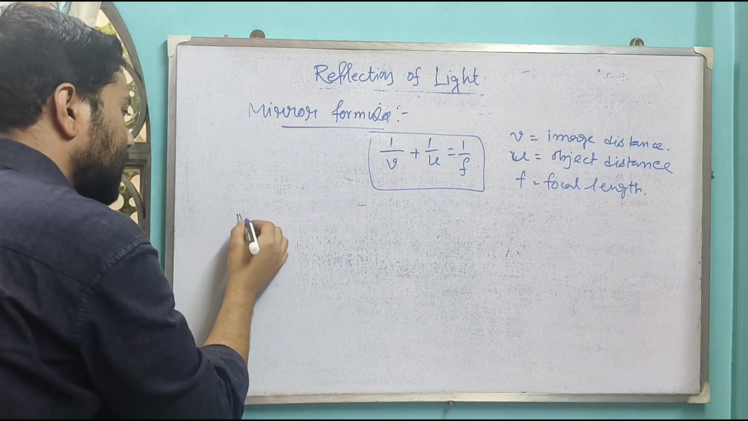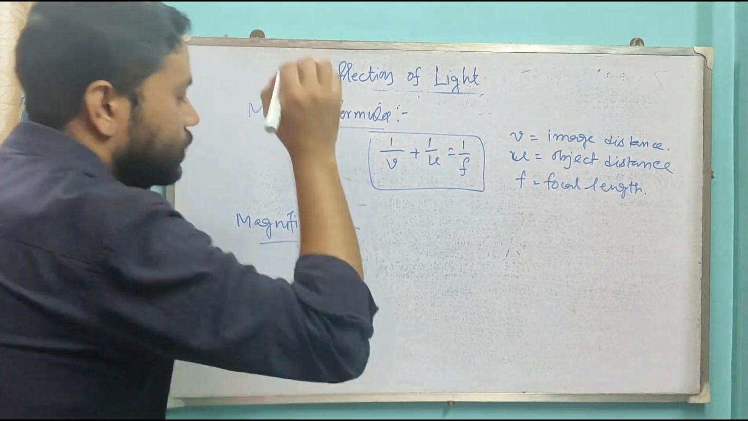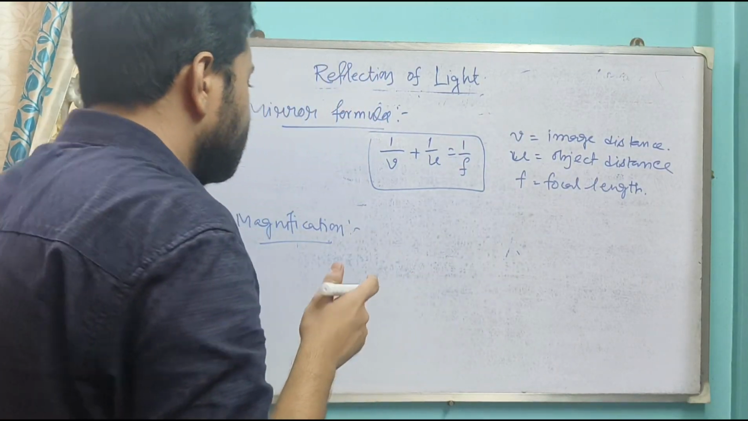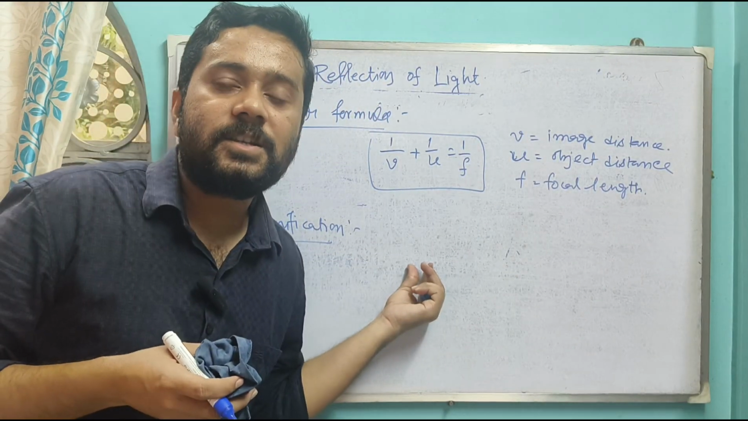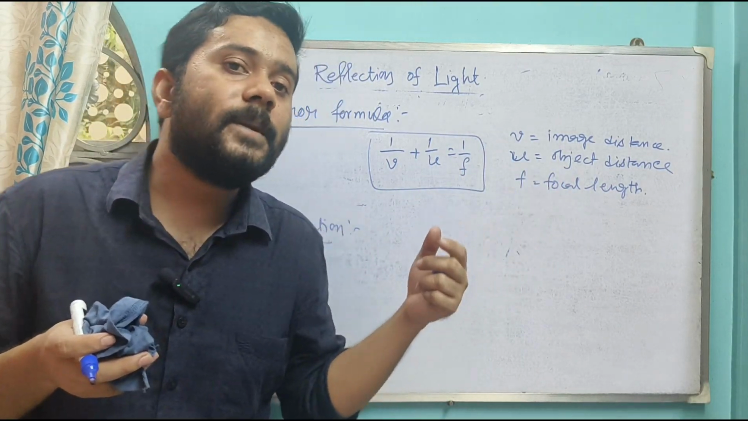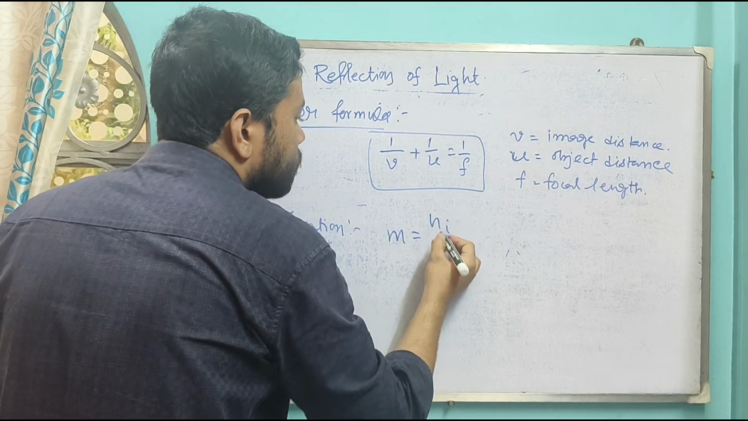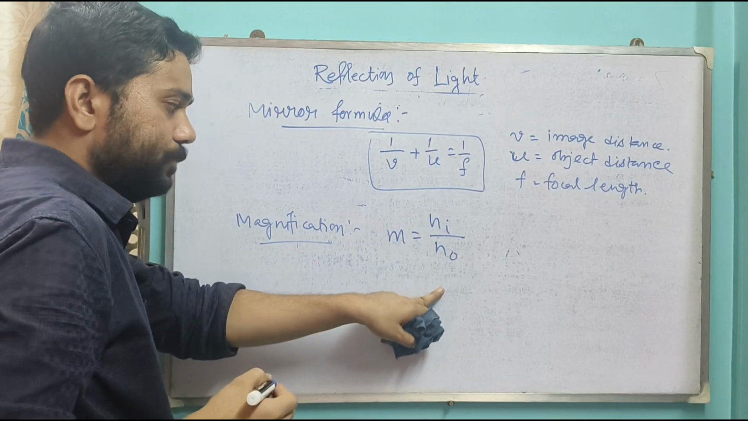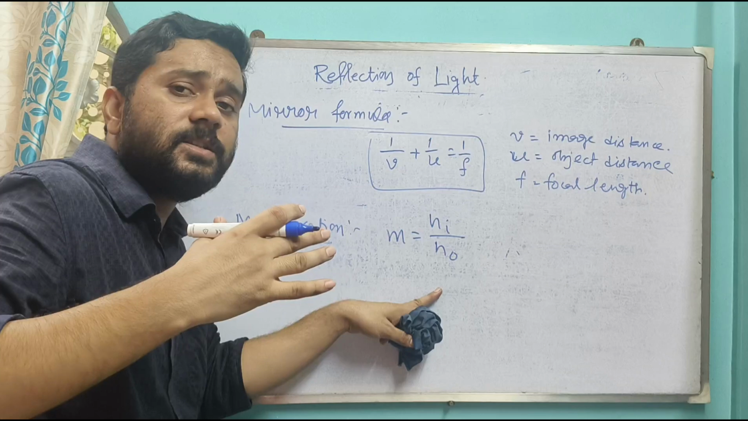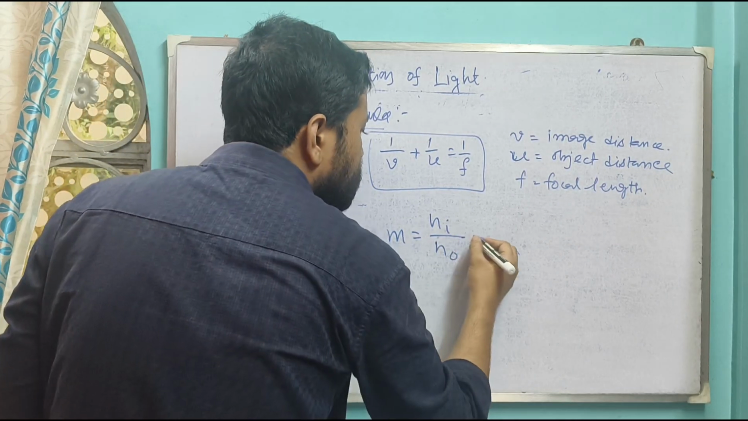Now we have another term we have to study, that is magnification. What is magnification? Basically, this is the ratio of image height to the object height. Why do we calculate the magnification? To know how much bigger or smaller the image size is than the object, to compare the size with the object size. So it is the ratio of image height to object height, hi by ho, so that we can compare how much smaller or bigger the image is than the object. And we can also prove that we can write it as minus v by u.